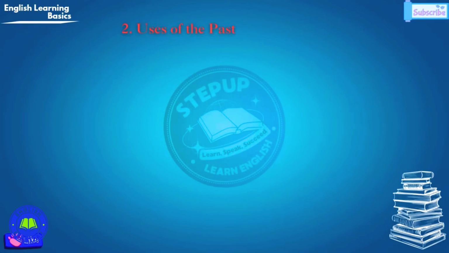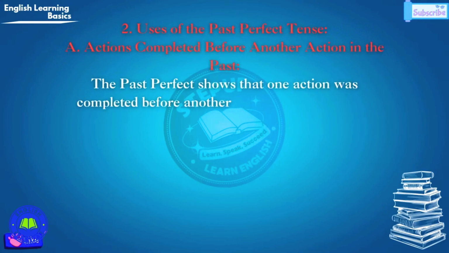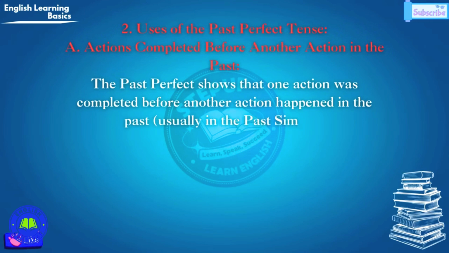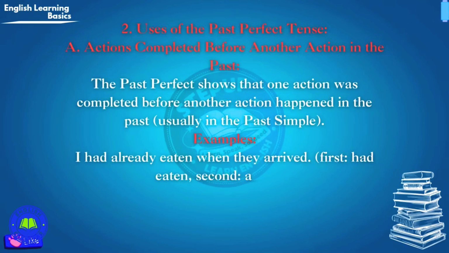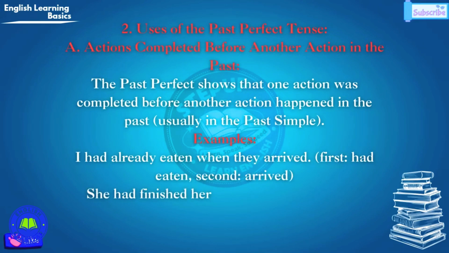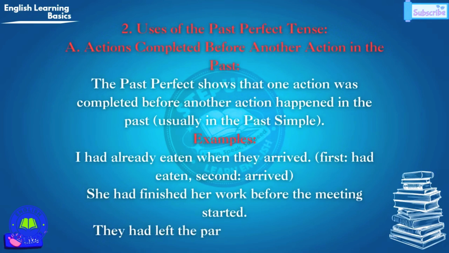2. Uses of the past perfect tense. A. Actions completed before another action in the past. The past perfect shows that one action was completed before another action happened in the past, usually in the past simple. Examples: I had already eaten when they arrived. First, had eaten. Second, arrived. She had finished her work before the meeting started. They had left the party before we got there.